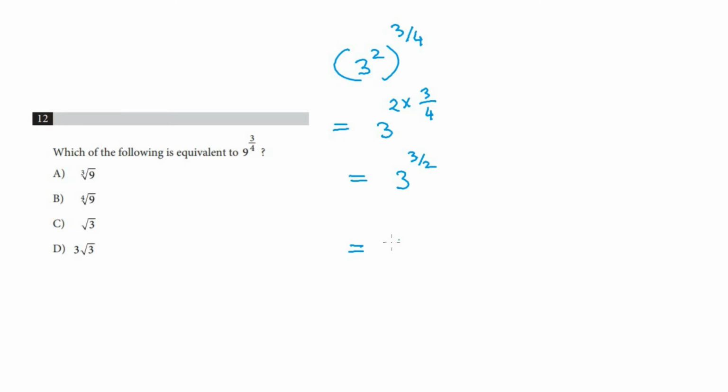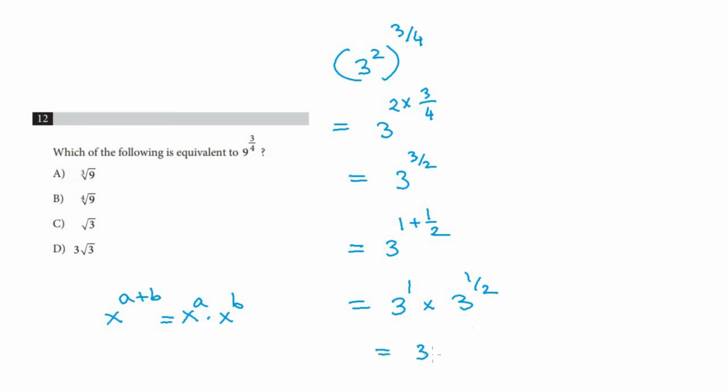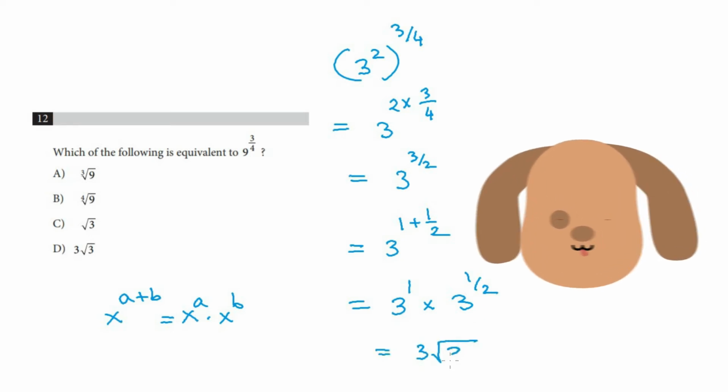Now see, we can write 3 by 2 as 1 plus half. So then we will use an exponent rule again. We will use this property, x to the power a plus b equals x to the power a times x to the power b. Using this property, we get 3 to the power 1 times 3 to the power half. So 3 to the power 1 equals 3, and 3 to the power half equals root over 3. So this matches option D.